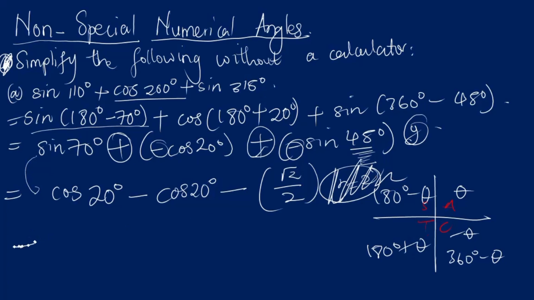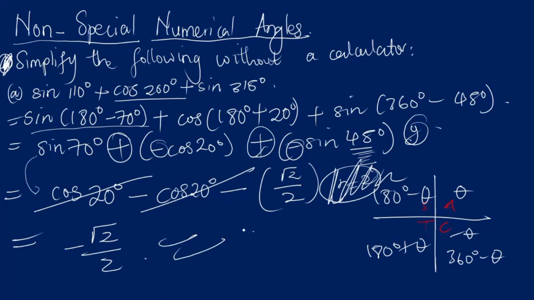Right? We continue solving for this one and this one. They cancel out because they are values of the same magnitude with opposite signs. And then here we have negative root 2 over 2. And it's already rationalized. So it's perfect. See how beautiful that is? This is so nice. So there is a way of dealing with non-special numerical angles. There is a way.